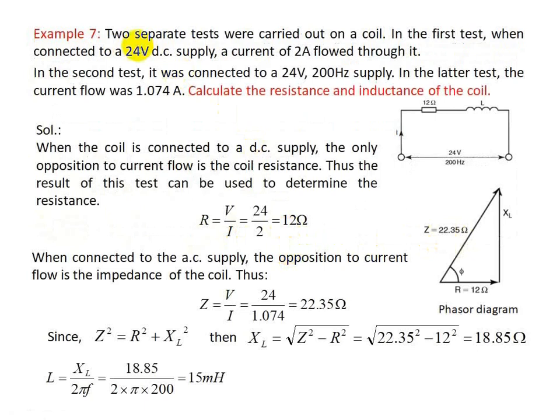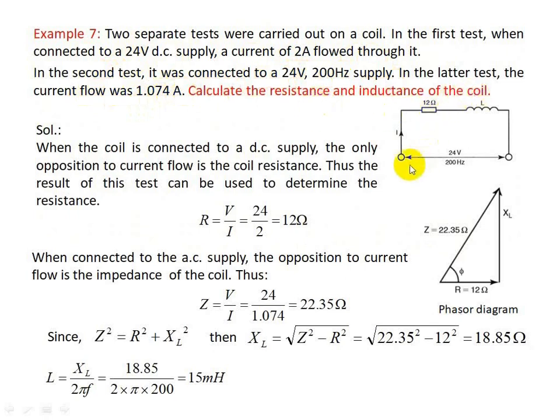We'll see the next problem. Two separate tests were carried out on the coil. In the first test, a DC supply of 20 volts is applied and it is found that 2 ampere is flowing through the circuit. In the second test, it is connected across a 24 volts 200 Hz AC supply. In this test, it is found that the current flowing is 1.074 ampere. You have to calculate the resistance and inductance of the coil.